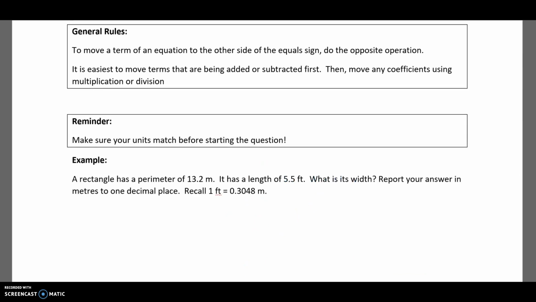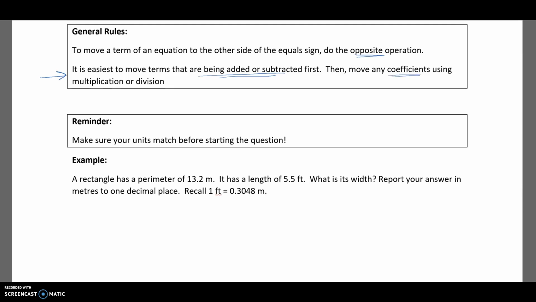You can see this added to our general rules. So as we know, to move something to the other side of the equal sign, we do the opposite operation. And now we've seen that it's easiest to move terms that are being added or subtracted first, and then we can move any coefficients, or the numbers being multiplied by our variable, using multiplication or division.